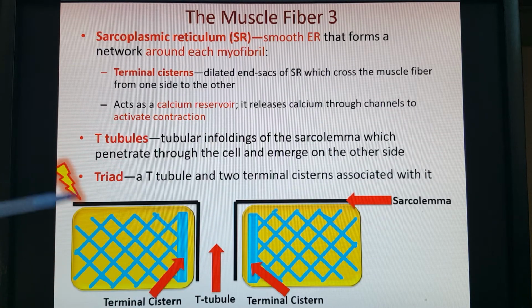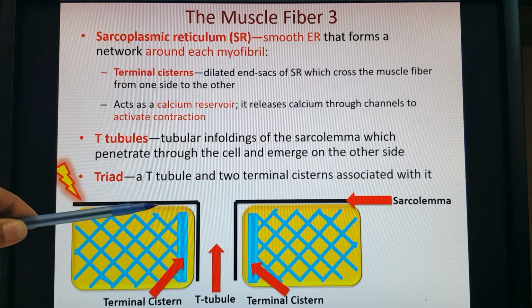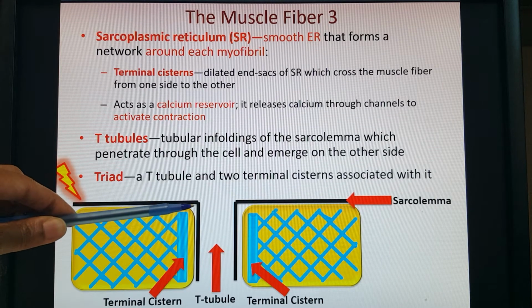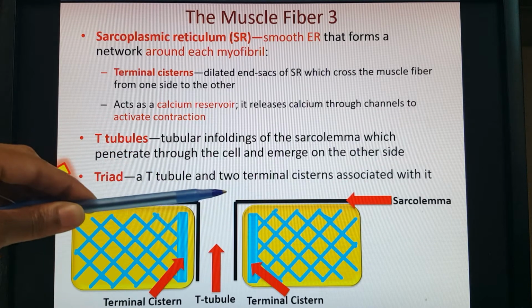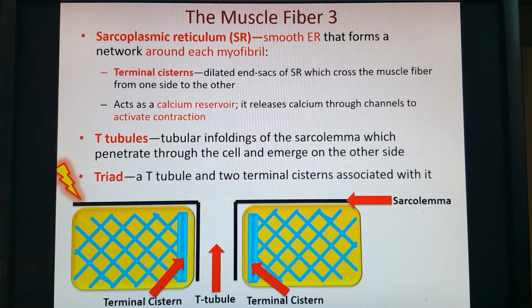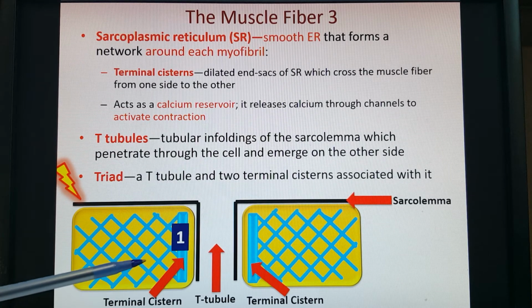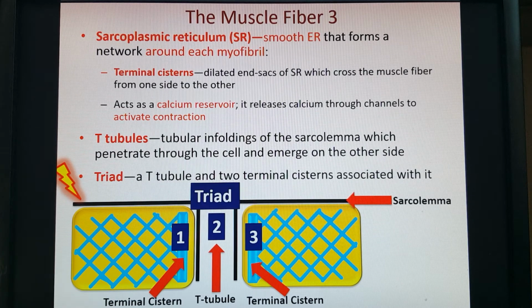So this is where the sarcolemma, our plasma membrane of our muscle cell, has this infolding of our plasma membrane to create a hole for allowing our action potentials to travel into our cell. So these three structures, our terminal cistern, T-tubule, and other terminal cistern on the other side of our T-tubule, create what's called the triad.